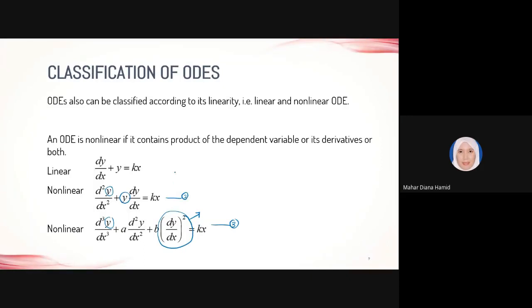So the first one would be linear, non-linear, and non-linear. I wouldn't ask you about this classification. This is only for you to know that we have a classification for ODEs.